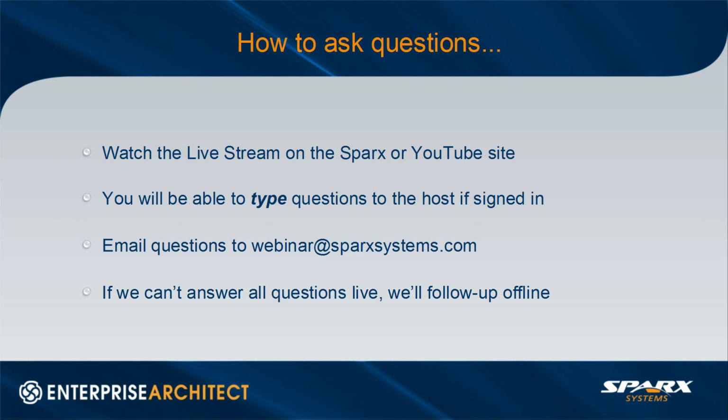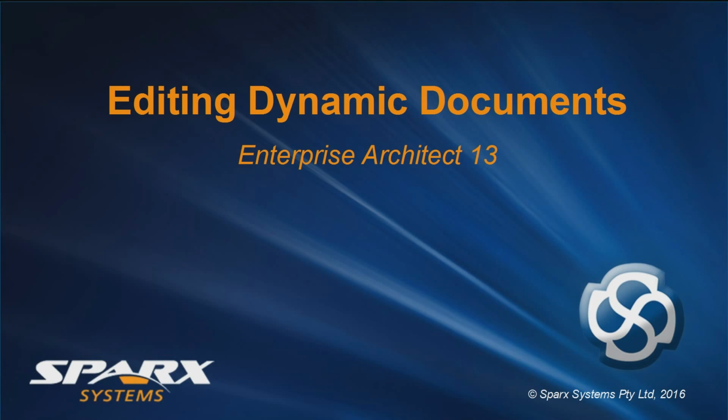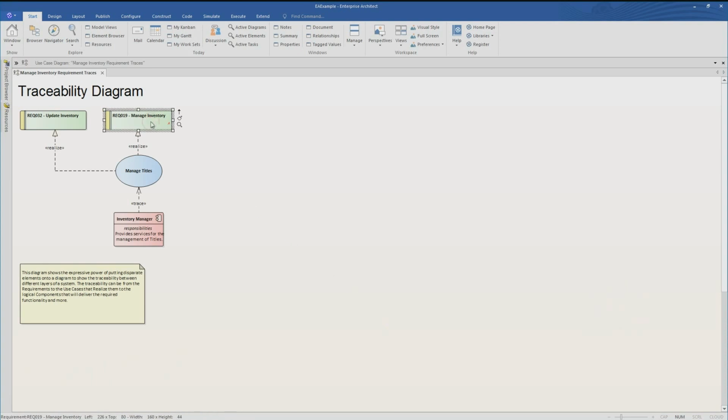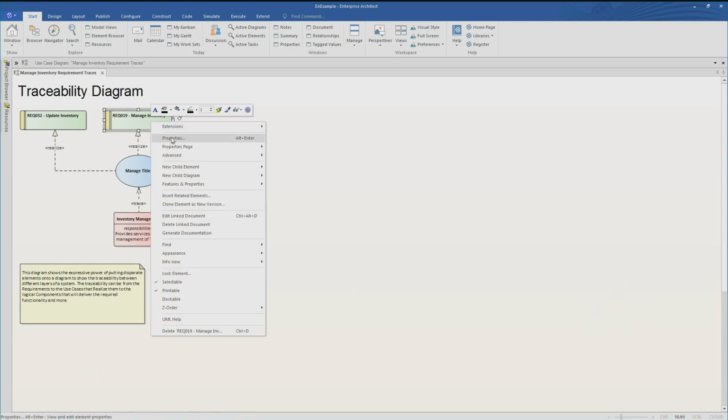So, without further ado, I might get stuck into our demonstration. As I mentioned, today we're looking at editing dynamic documents using Enterprise Architect 13. Last week in the webinar I showed the document window and there were a few questions, so I thought I'd go into it in a bit more detail.